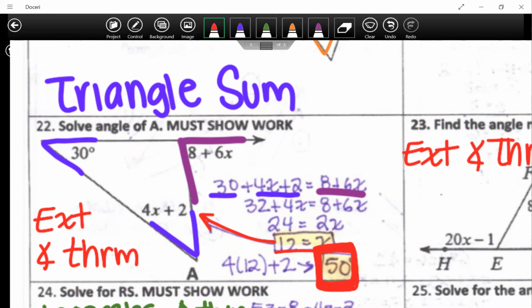12 won't cut it. If you just leave it as 12, well, I got the variable. Good for you. It's not what I'm asking for. Okay, read the question. Not that hard to do. Just plug them back in. This one to the right, it's not asking us for a value of x. It's asking us for the angle measure.